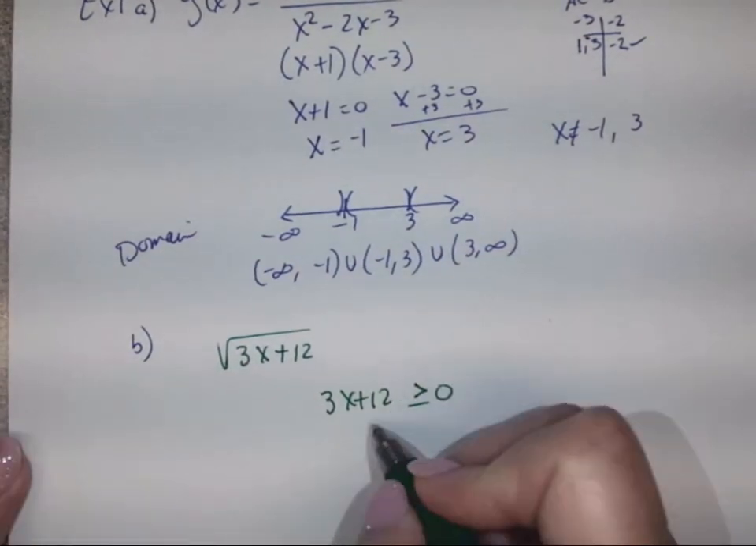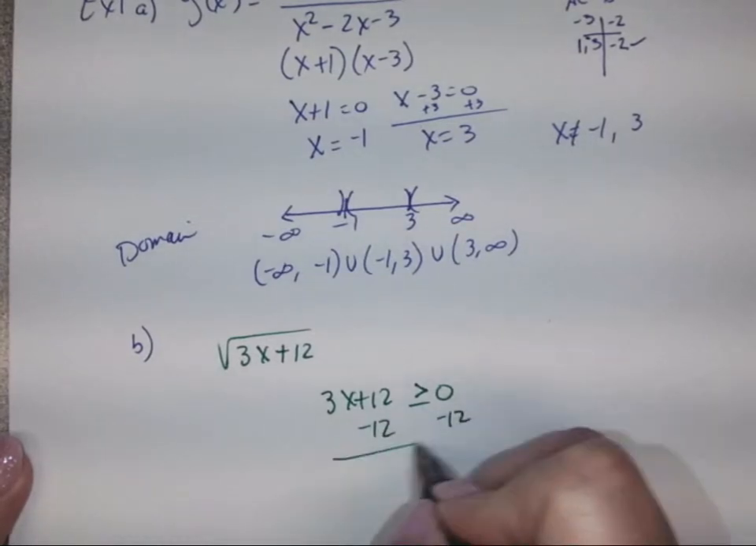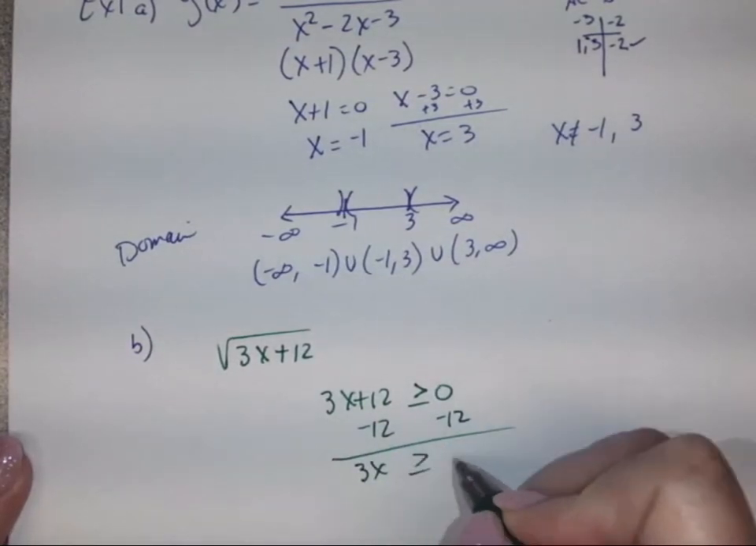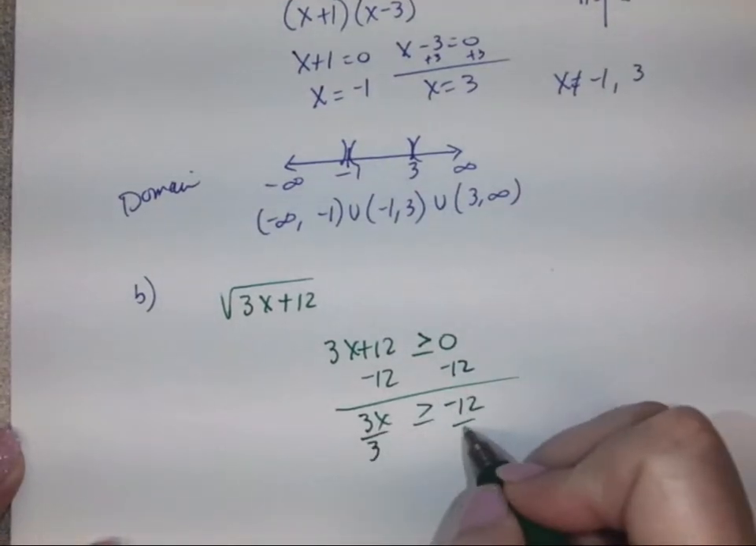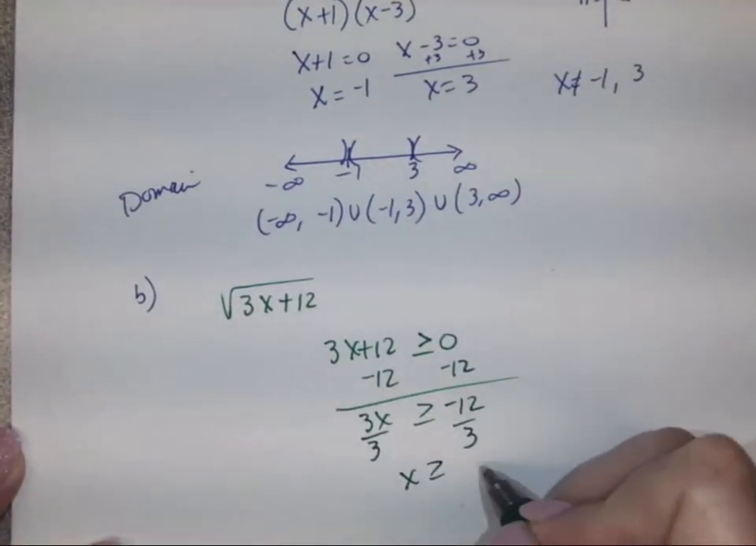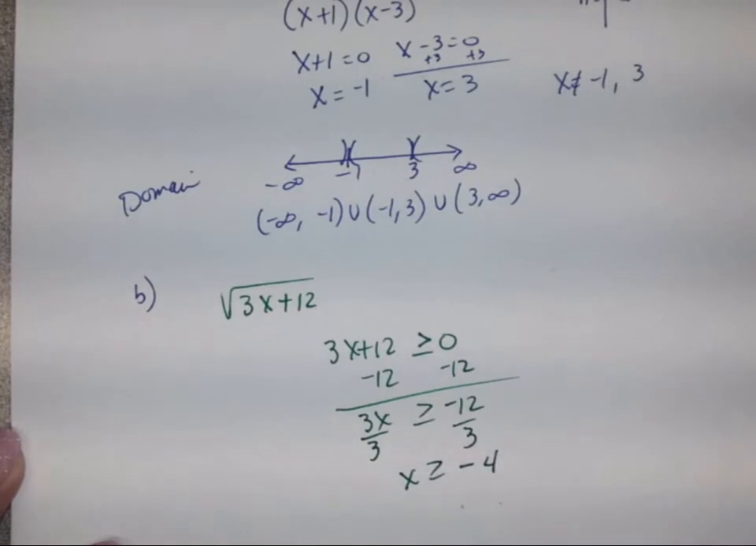So I'm going to move my 12 over by subtracting it. And I get 3x is greater than or equal to negative 12. Divide both parts by 3, and I get x is greater than or equal to negative 4.